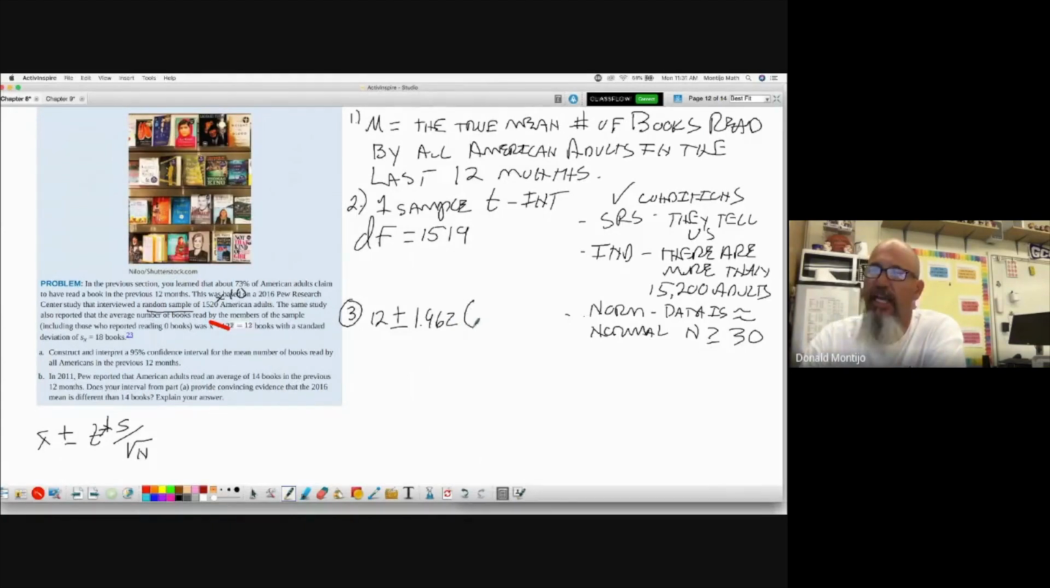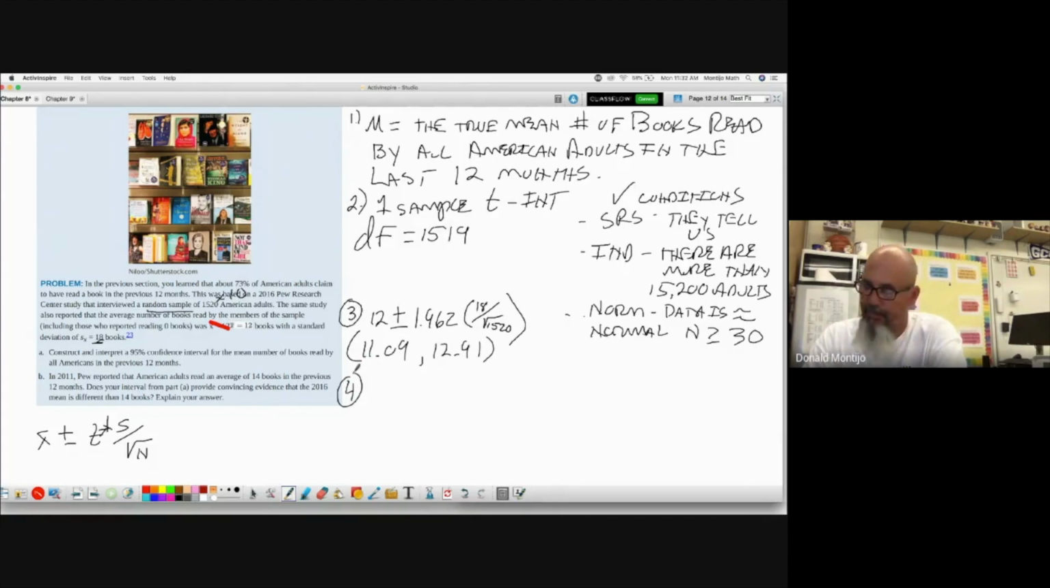times our standard deviation, which is given to us in the problem here of 18, divided by the square root of n, which is 1520. We get out our handy dandy calculator, we have it do the work for us, and we'll see that the interval is between 11.09 and 12.91. Okay, so step 1, what are we going to find out? Step 2, are we allowed to? Step 3, do it. Step 4, interpret in context.